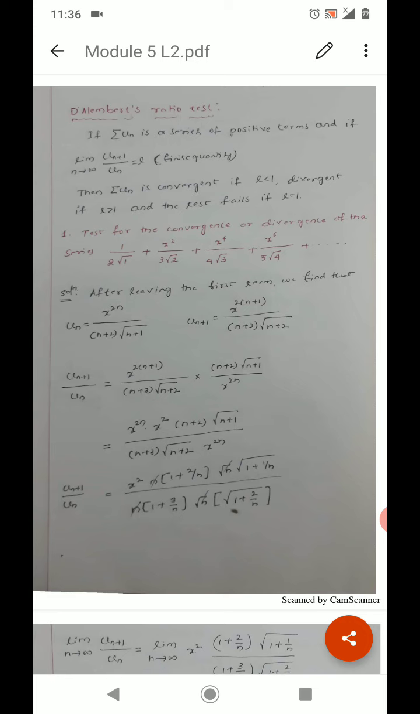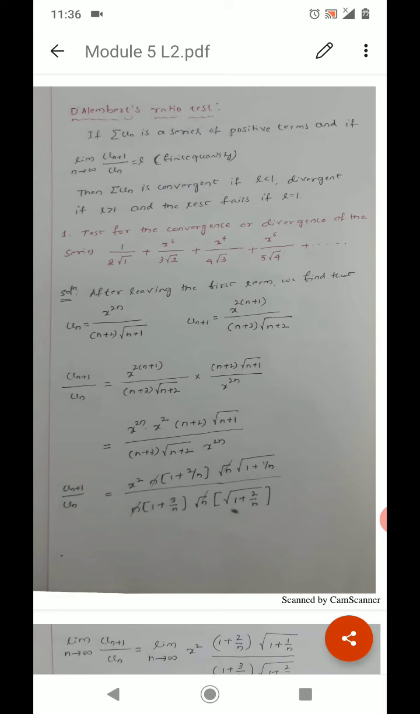So the difference between Cauchy's root test and D'Alembert's ratio test is, in Cauchy's root test we use limit un to the power 1 by n. Here we use limit un plus 1 divided by un. So by using D'Alembert's ratio test, we solve the following problems.